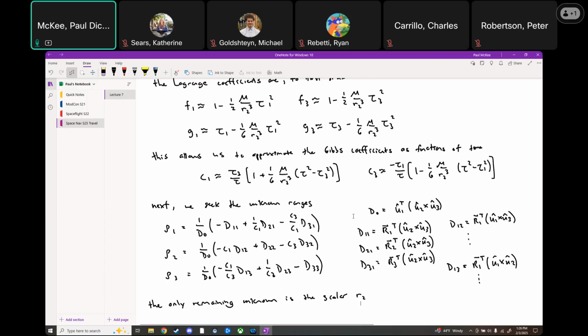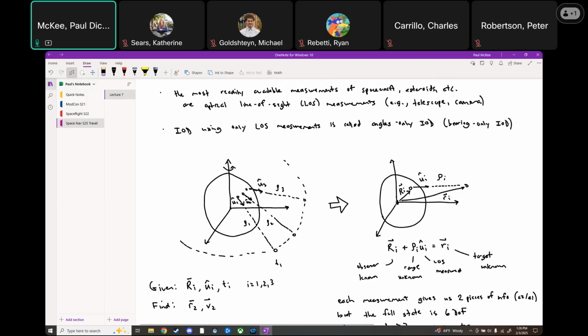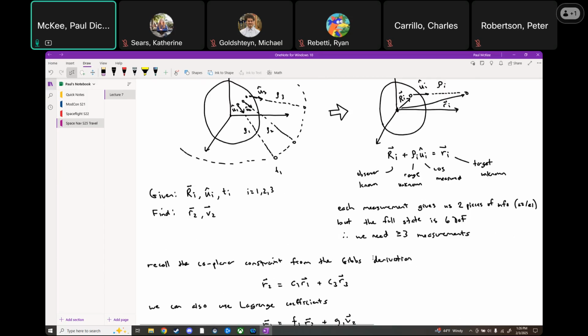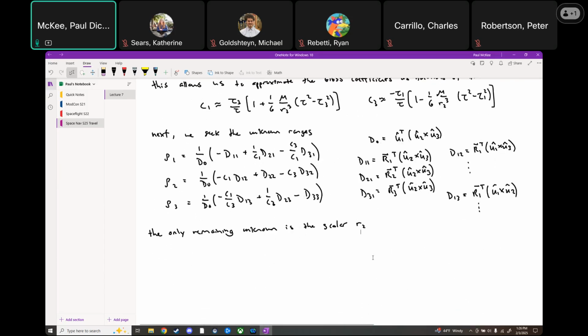Basically, we need to know the distance from the center of the Earth to the spacecraft corresponding to the second state, which is kind of like, okay, we need the answer to the problem to get the answer to the problem. Well, don't fret. There's actually a way to solve this. But hopefully we see if we knew the scalar R2, all the other dominoes fall down and the problem is solved. So I'm going to pause here.